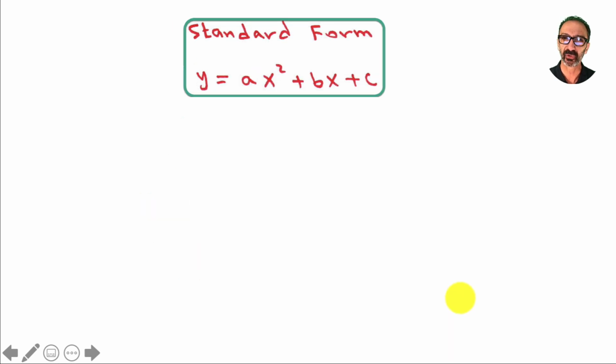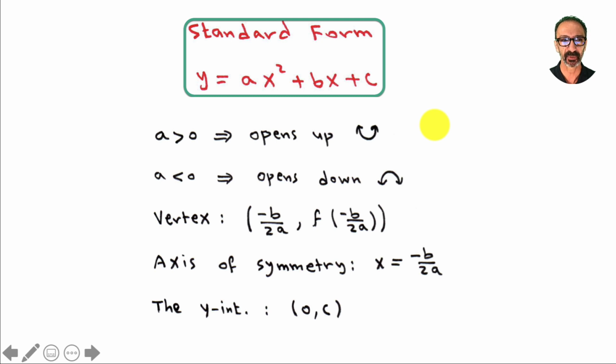The standard form is ax squared plus bx plus c. One more time, if a is positive, it's going to open up, and if a is negative, it's going to open down. The vertex will be minus b over 2a, this b and this a, and whatever comes out from plugging that into the equation itself, the output.